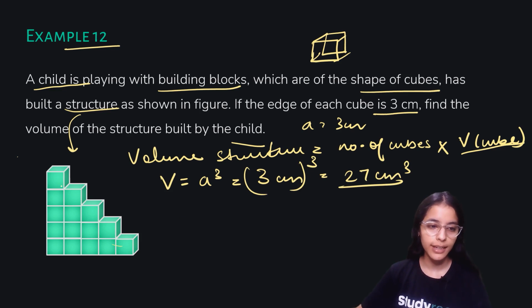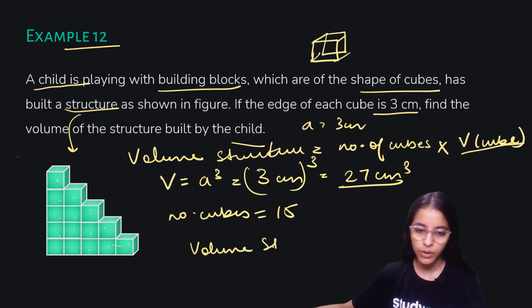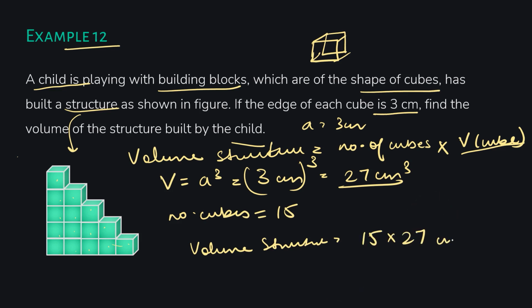Now, how many cubes are used? Let us count it out. Now it is 1, 2, 3, 4, 5, 6, 7, 8, 9, 10, 11, 12, 13, 14, 15. So the number of cubes is equal to 15. To get the final volume of the structure, we'll simply multiply 15 with 27 centimeter cube and we'll get our answer as 405 centimeter cube, and this would be our answer. That is the volume of this structure.